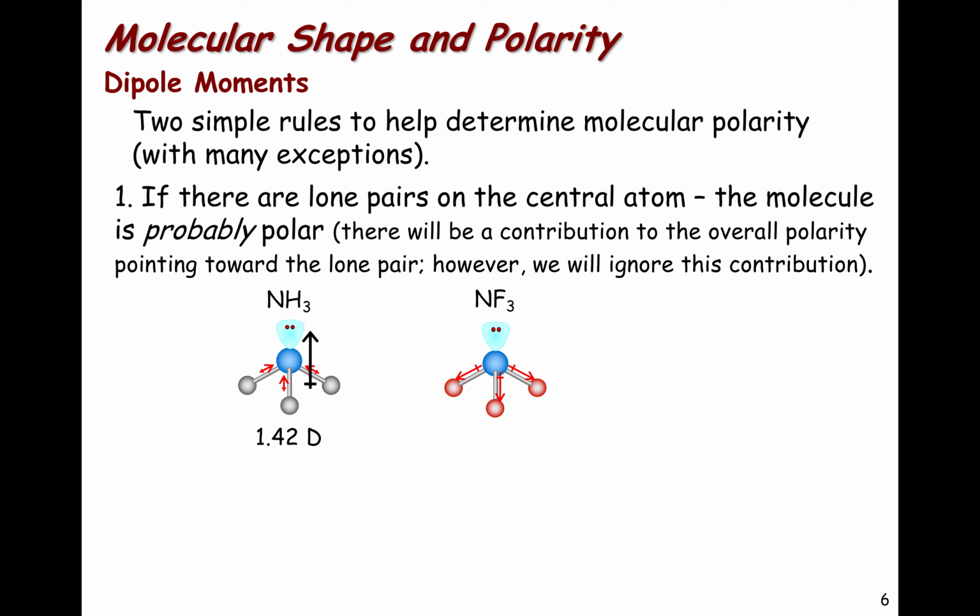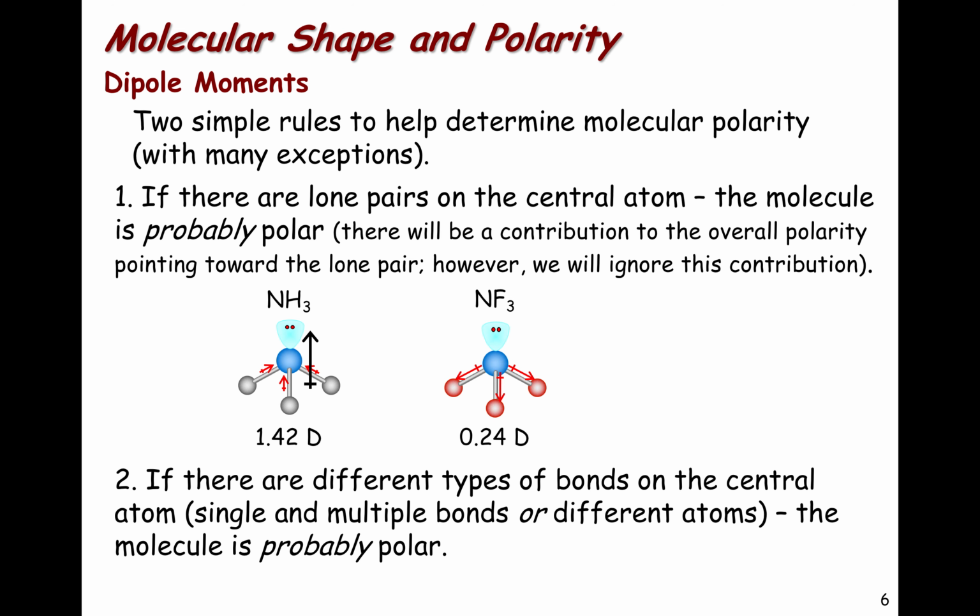As a further example, we have NF3. In this case, the fluorines are quite a bit more electronegative than the nitrogen. So now the bond dipole moments are pointing towards the fluorines. And of course, this also adopts a trigonal pyramidal structure and results in an overall vector that is pointed away from the lone pair in this case. But its overall dipole moment is now quite a bit less as a result of that.